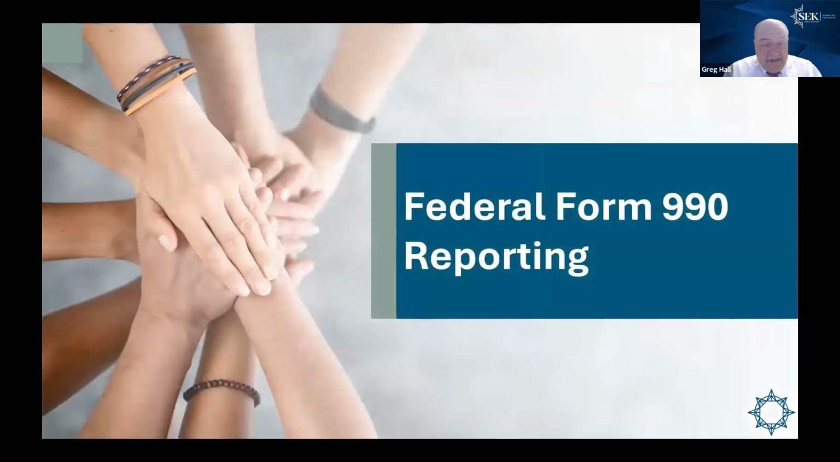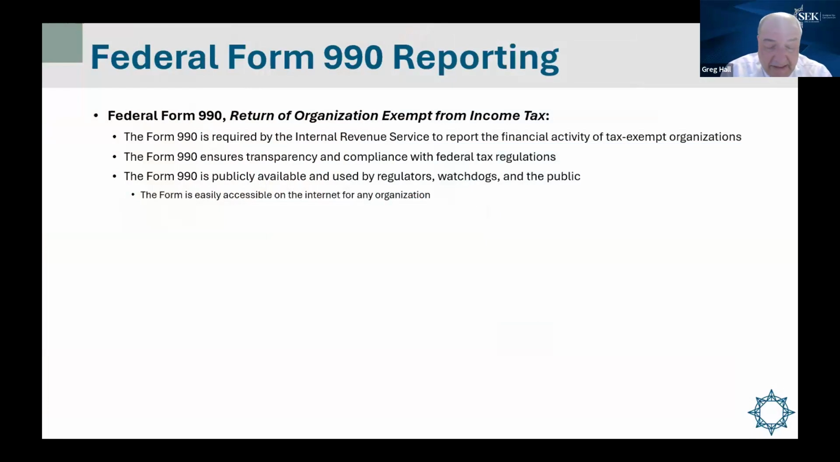So if we go on to the next slide here, the Federal Form 990, keep in mind it's required by the Internal Revenue Service to report the fiscal financial activity, but it's really intended to provide transparency and document compliance with federal tax regulations. One of the things the IRS relies on is public regulation of nonprofits, which means as the information is made public and made known, and now it's real easy.